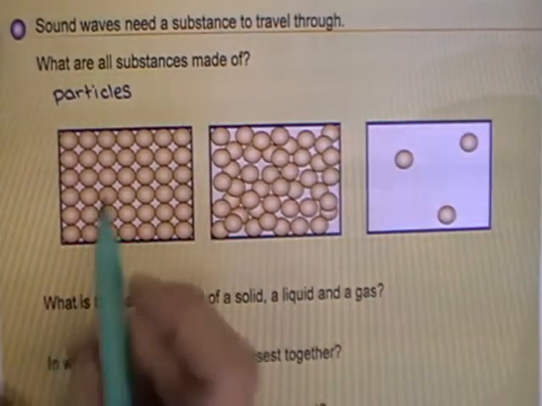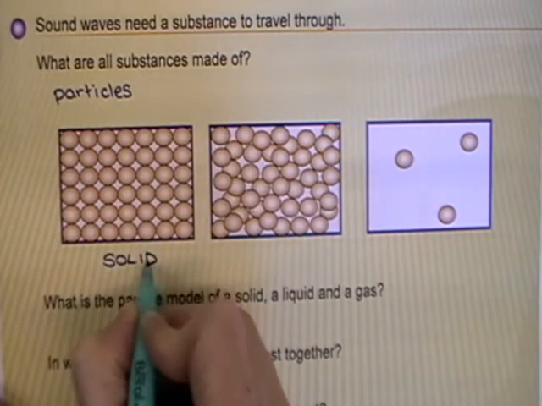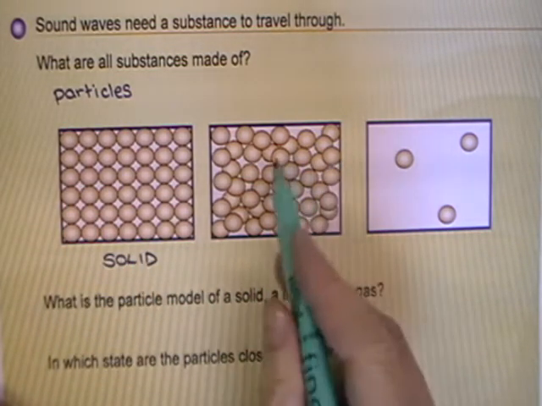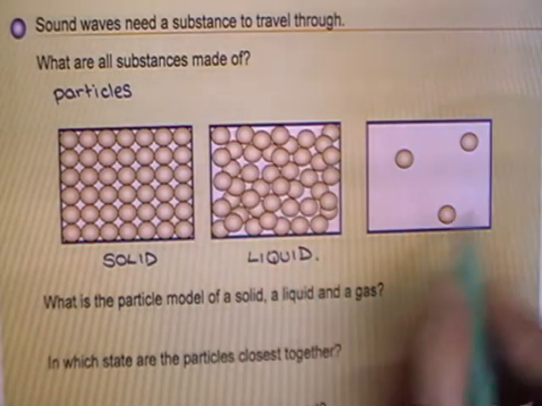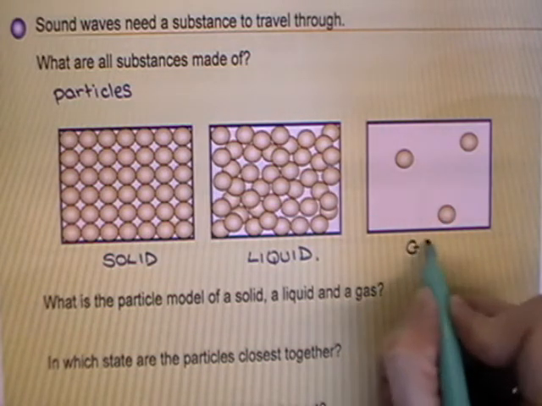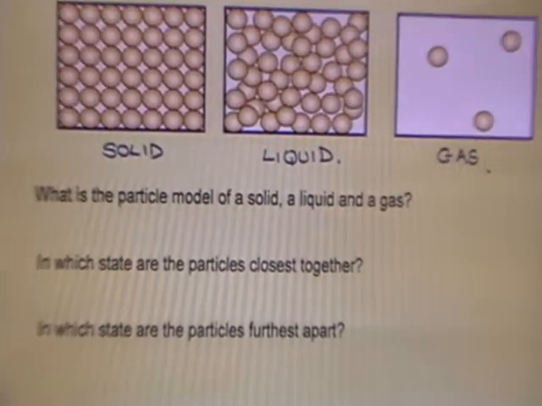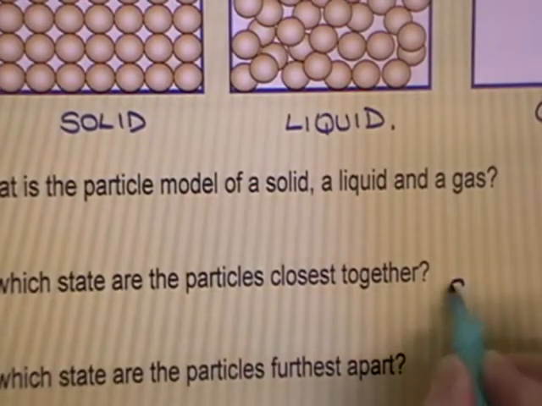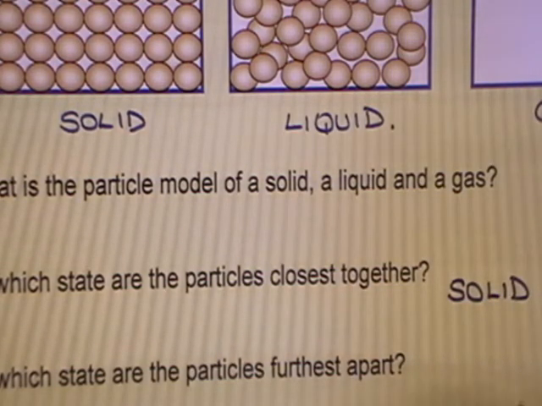And of course the one where the particles are densely packed together is a solid. A bit further apart and not in such a regular pattern is a liquid, and lots of space to move around in and not too many particles is a gas. So in which of these states are the particles closest together? The answer is of course a solid. And in which state are the particles furthest apart? And the answer is a gas.